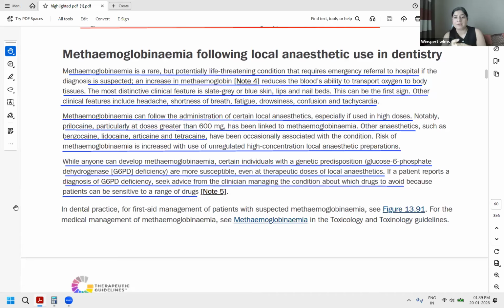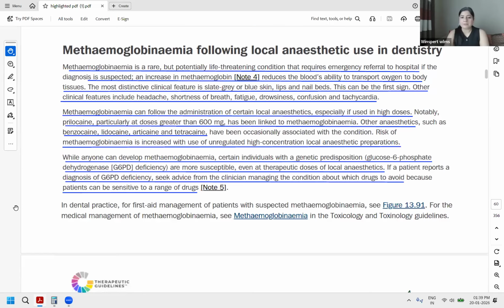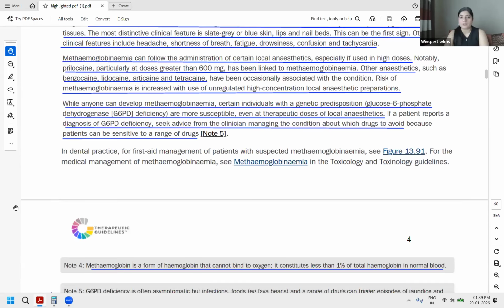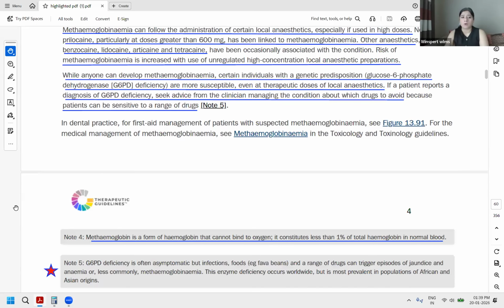So it can happen after certain local anesthesia, but in higher doses. Most importantly, it has been noted with prilocaine, but at doses greater than 600 mg. Clinically, they are not given unless inadvertently you have exceeded the maximum dose. Other anesthetic agents which can lead to the same methemoglobinemia are benzocaine, lidocaine, articaine, and tetracaine. It happens only at an unregulated high concentration dose, so you don't have to worry about it always.